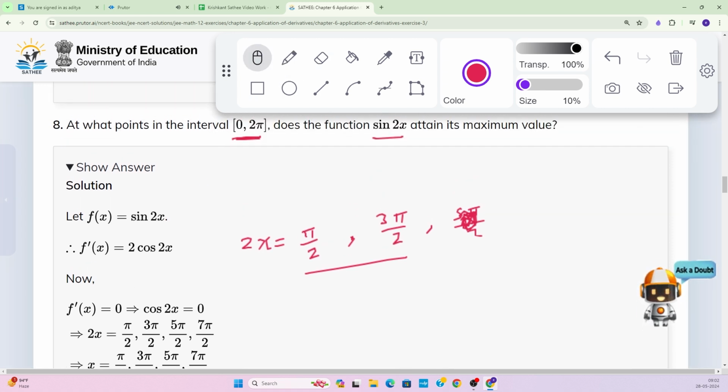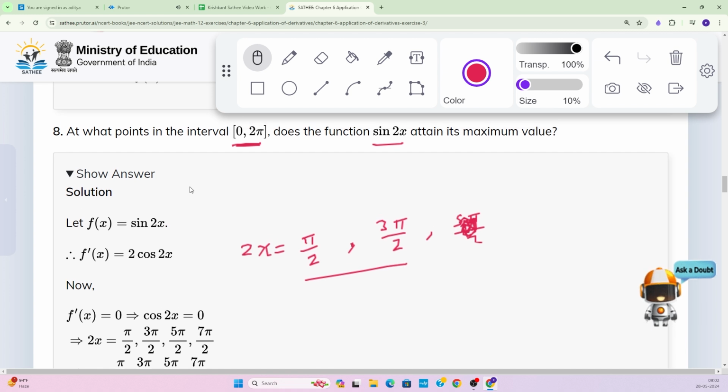As, sorry, I want x to belong to this interval. Okay, so once again, let me just do it for you. So 5 pi by 2, this gives you x equals 5 pi by 4. And does 5 pi by 4 belong to this interval? Yes, 5 pi by 4 belongs to this interval.